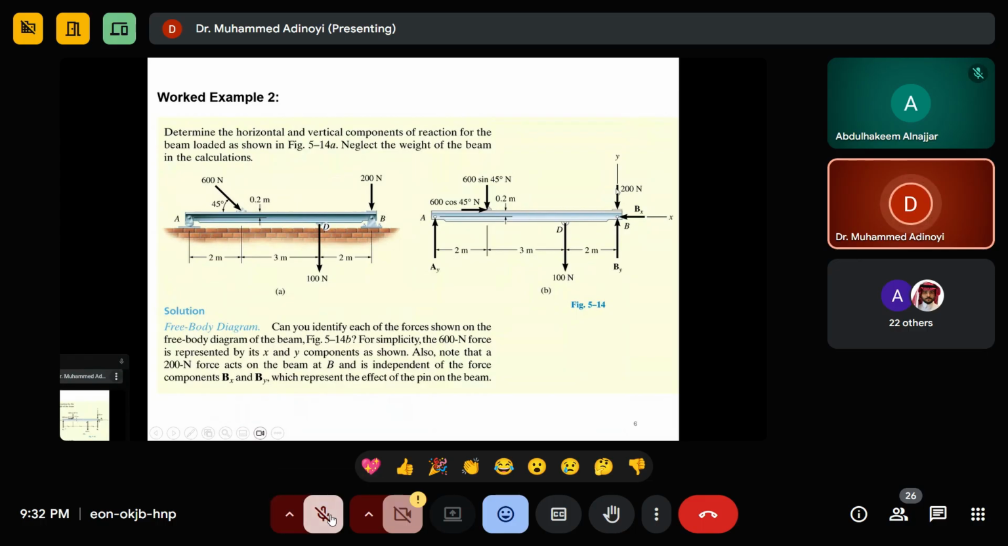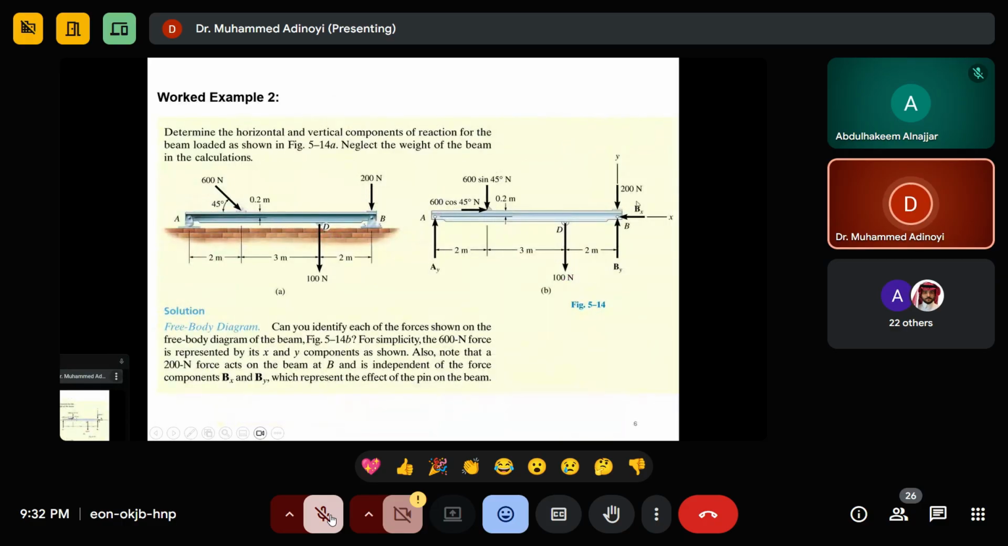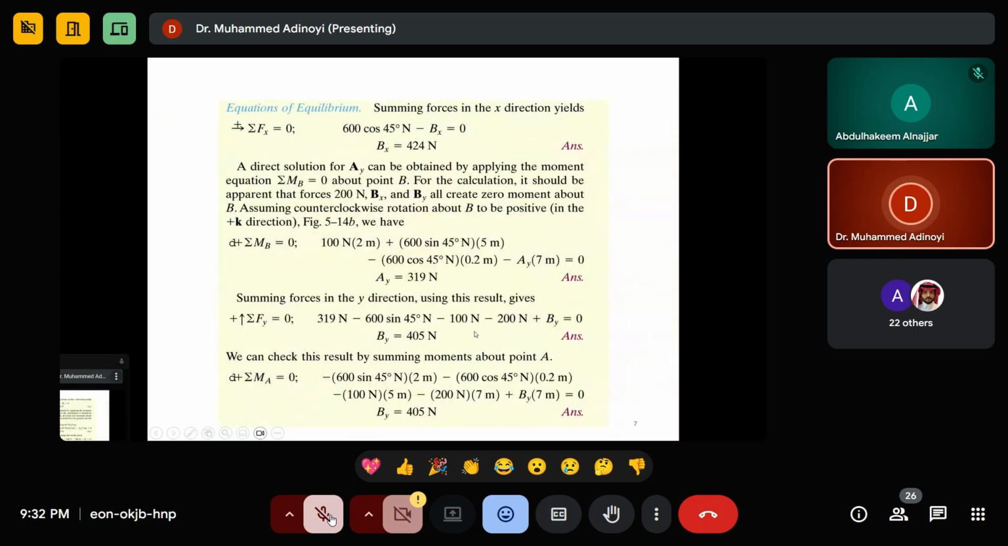Then we're going to take 60 sine 45. It's also going to be anti-clockwise, multiplied by 5. Look at it, it's plus anti-clockwise. The other force there is AY itself, multiplied by 7. So AY multiplied by 7, and all is equal to 0. So we can find AY. When you find AY, then we can do the summation of forces in Y to get BY.